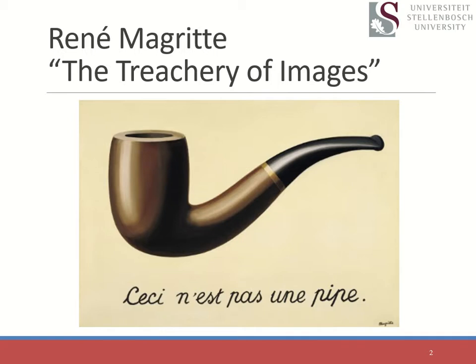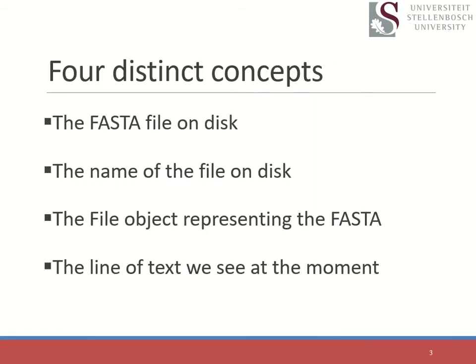So why would somebody paint a pipe and then write underneath it, this is not a pipe? He's trying to remind you that a pipe is a physical object that you smoke. But this is so much oil arranged on a canvas. So insofar as this is a representation of a pipe rather than a pipe itself, he's written this helpful reminder that this is not a pipe. Now that might seem like a very weird place to go with this lecture, but I want to point out that we're going to be dealing with lots of things that are not files, but we must make use of them en route to a file.